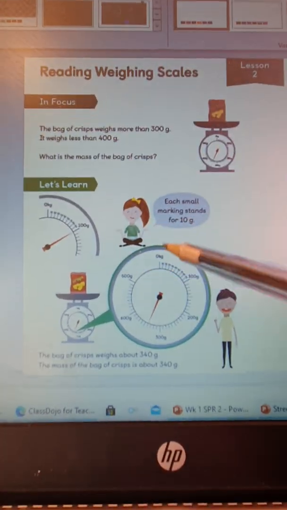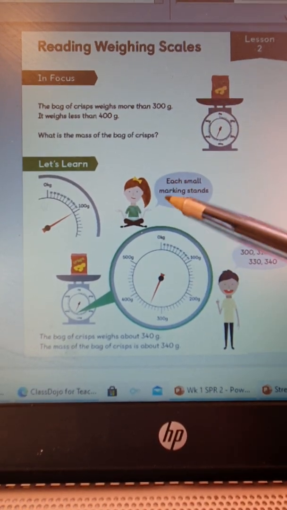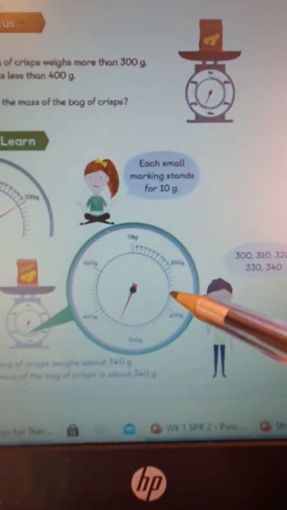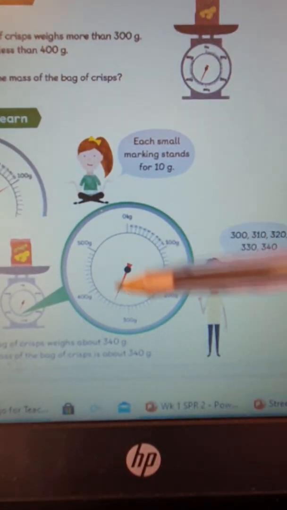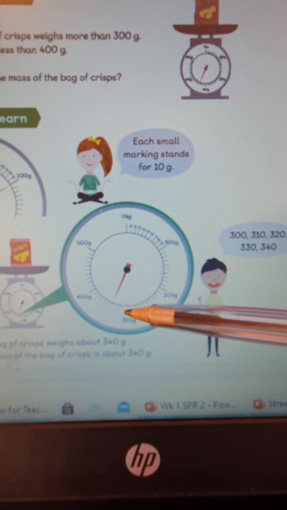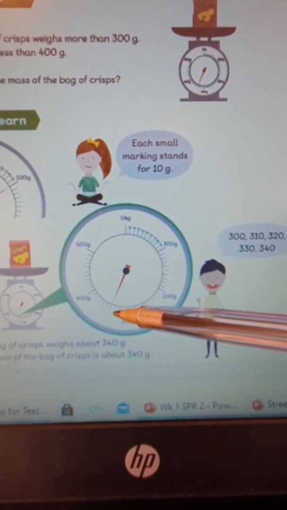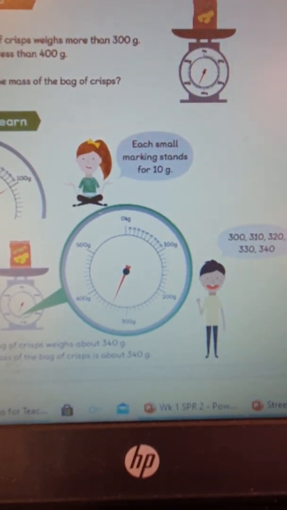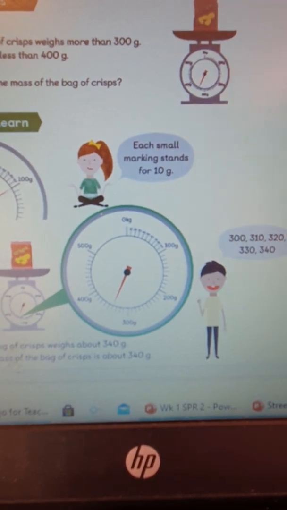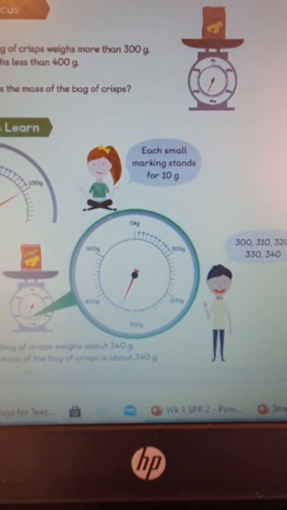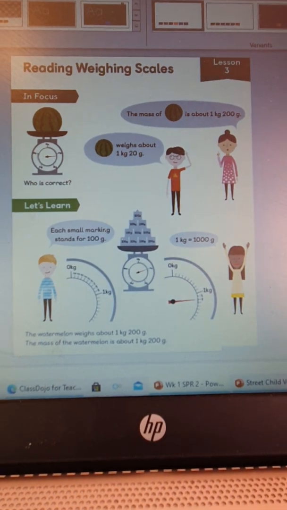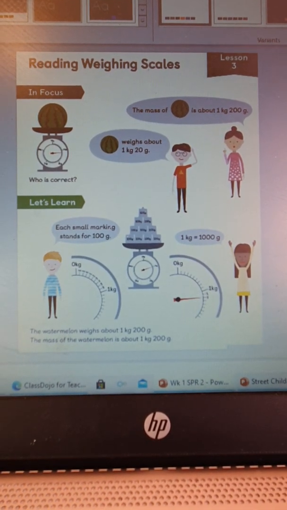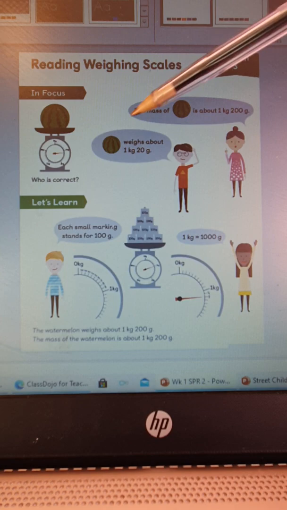And this here is an enlargement of this here. So what would the exact measure be? So we say 300, 310, 320, 330, 340. So originally I thought it was 350, but the exact measure is 340. Now yesterday we counted in 20s as well. And now this one is a little bit different.